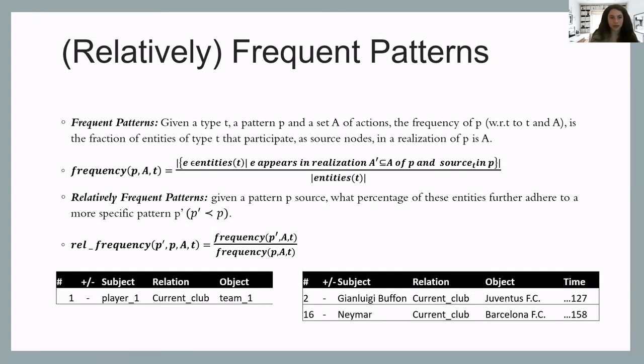The last thing that we will have to define is the frequency of a pattern. In our definition, it's the portion of entities from that specific type that follow that pattern out of all existing entities of that type. Here, for example, you can see two distinct soccer players that follow that pattern.